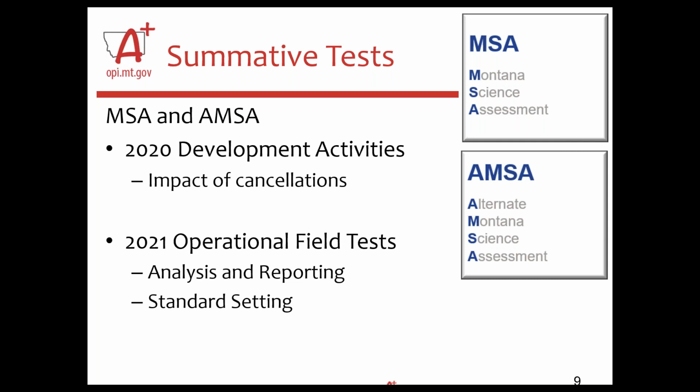In summer 2021, those results will be used to conduct standard setting for both the MSA and the AMSA, so that proficiency categories can be set up and cut scores established for advanced, proficient, near proficient, and basic categories of performance.